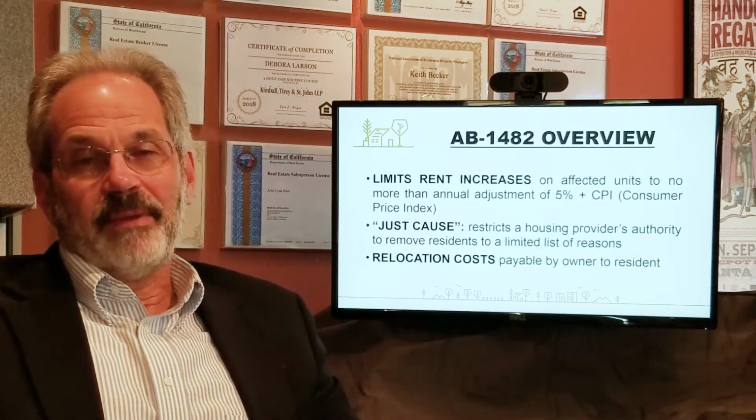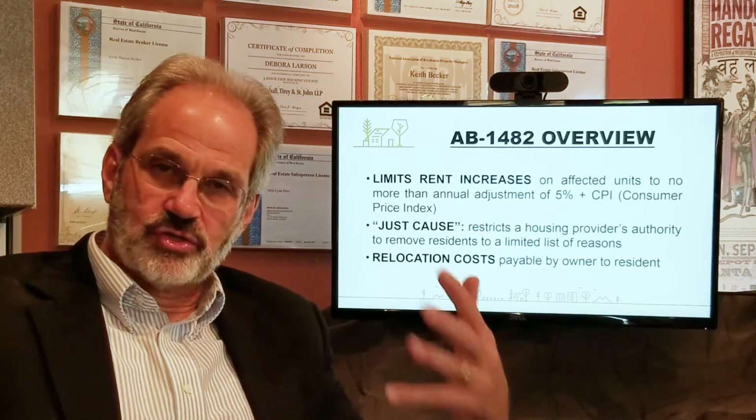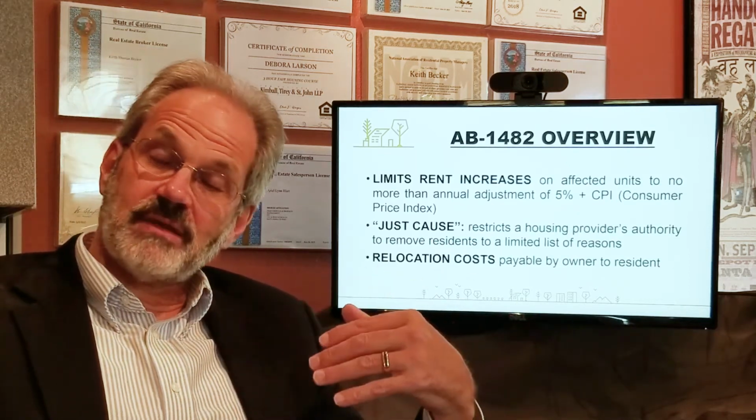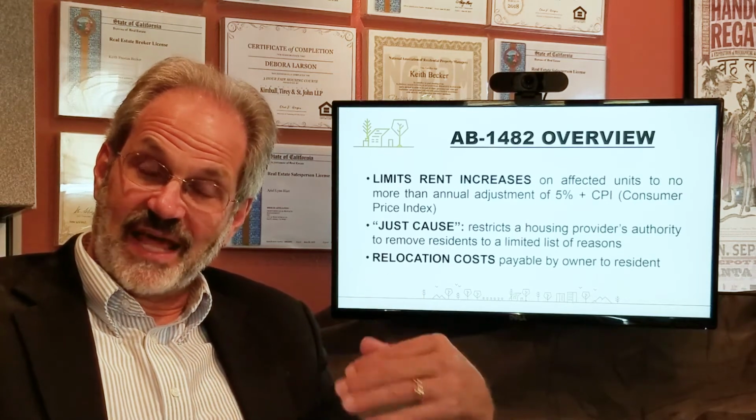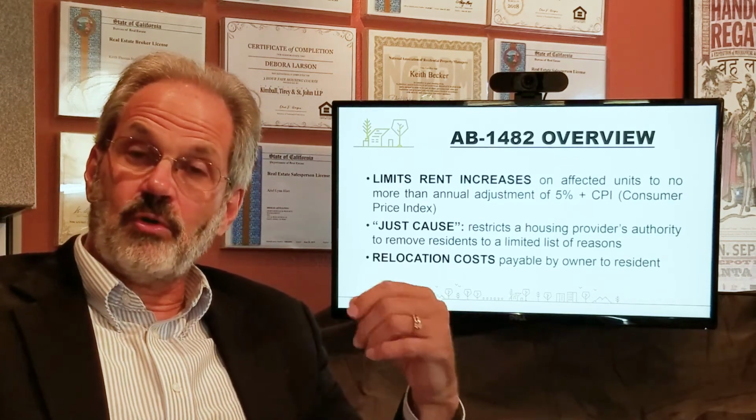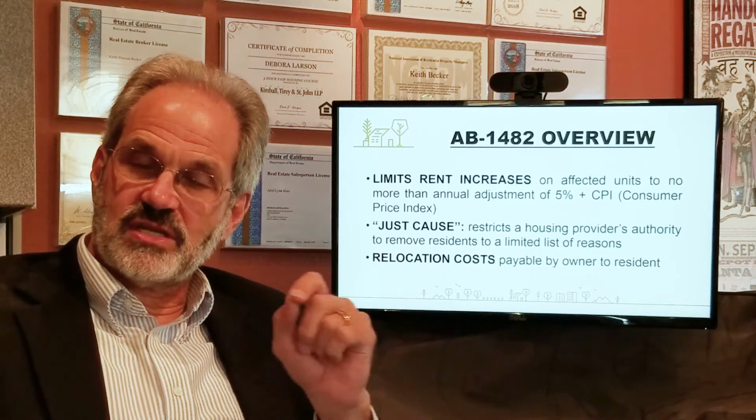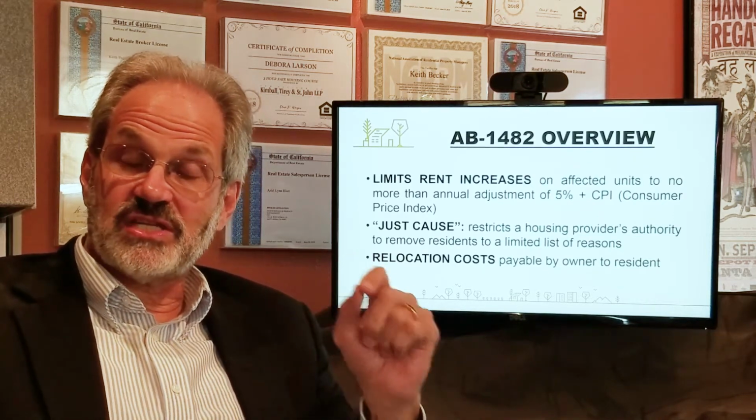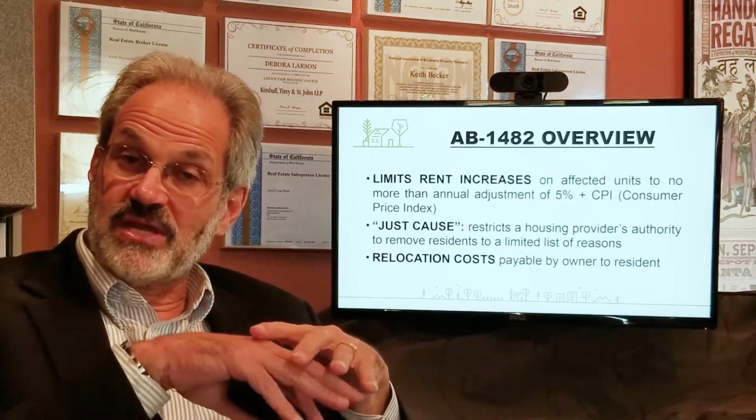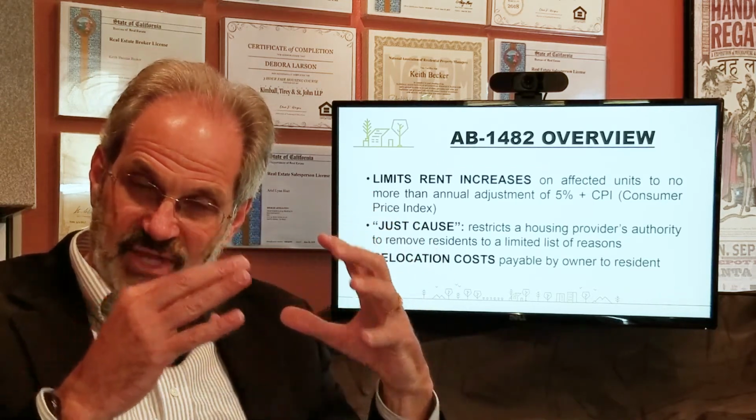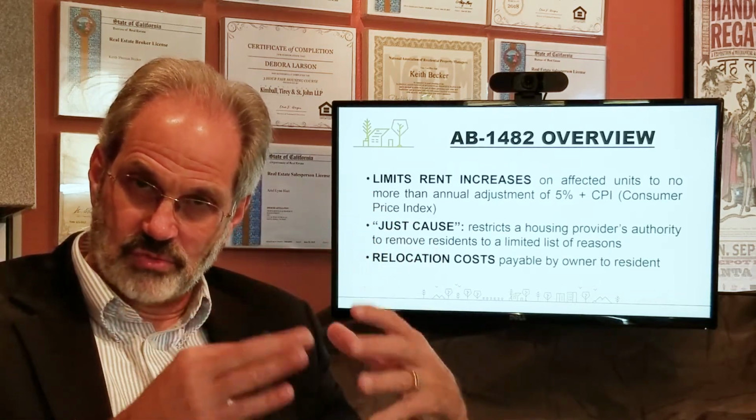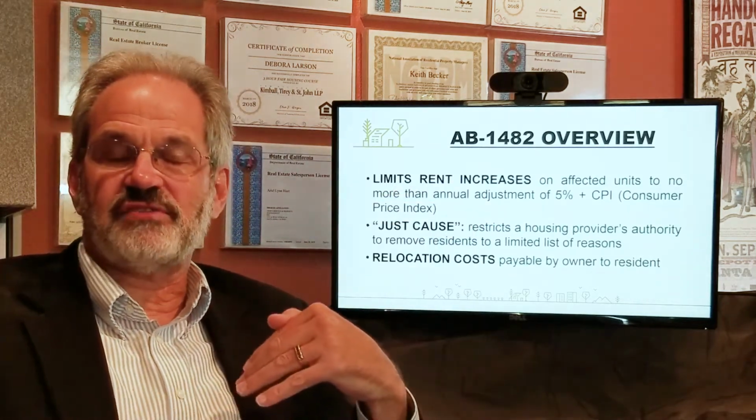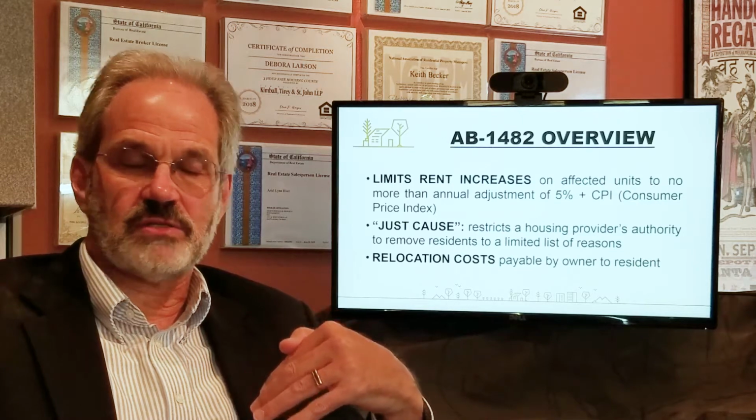As a recap, AB 1482 is a rent control ordinance. It's a rent control law. It caps the amount of rent increases on those properties that are impacted to no more than 5% plus CPI on an annual basis. If CPI exceeds 5%, the cap is a maximum 10% gross. It would not be 12% if CPI is a 7% increase.